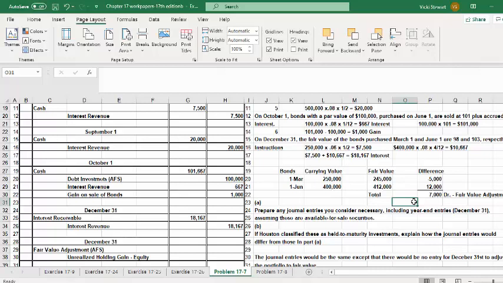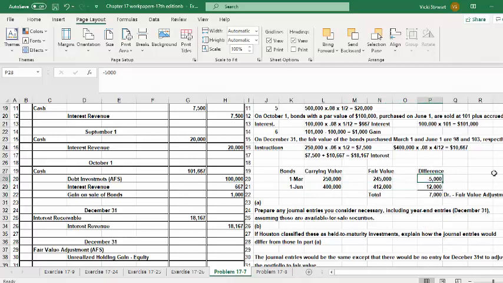These are available for sale securities, so we also will need to make an adjusting entry for the fair value of the bonds. The problem told us the fair value was $98 for the Susie Company bonds and $103 for the Sarah Company bonds. We know the original par value of the Susie bonds was $250,000, so the fair value is 98% of that, or $245,000. The Sarah Company bonds par value was $400,000, so the fair value at 103 is $412,000.